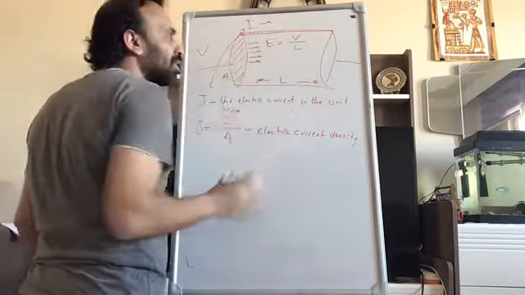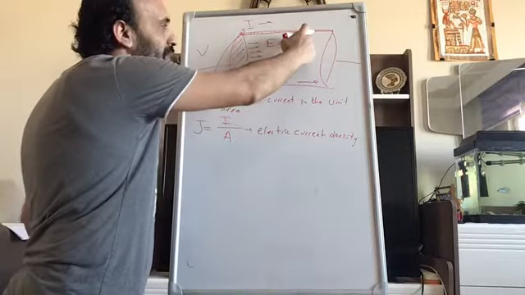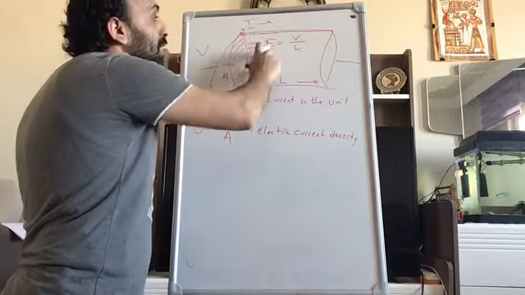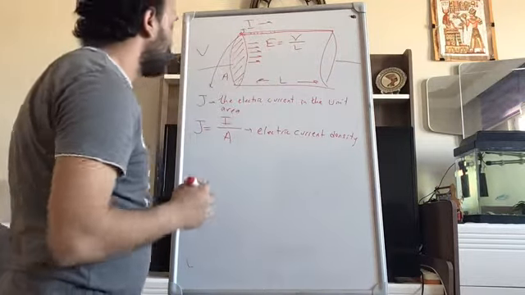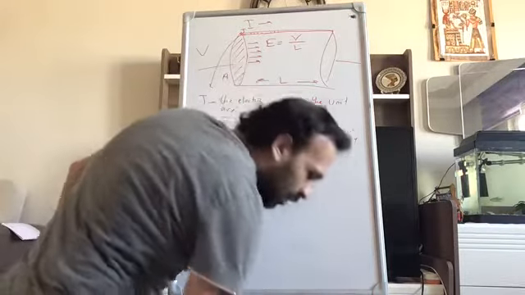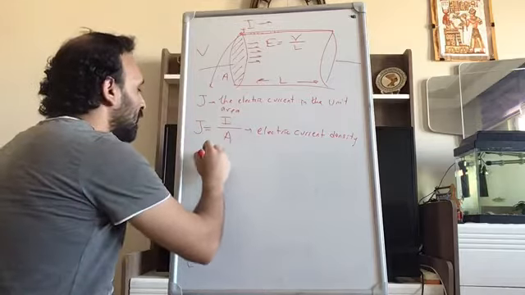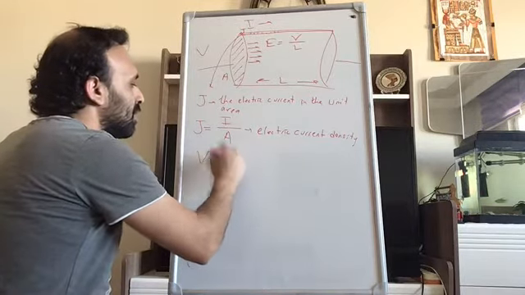Remember, we calculated all of this. Actually, the electric potential is equal to E times L. So we can write the electric field is equal to V over L. So let's get back to Ohm's law. V is equal to the resistance times I.